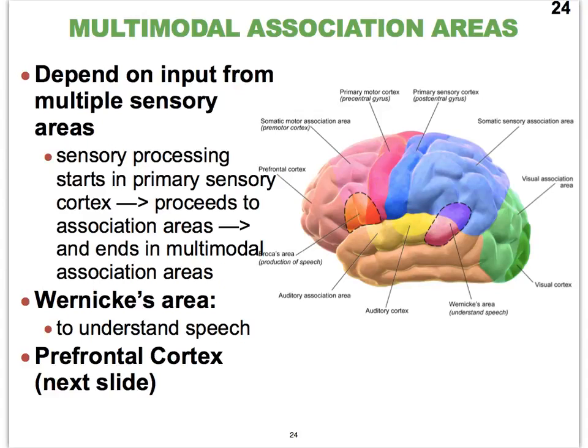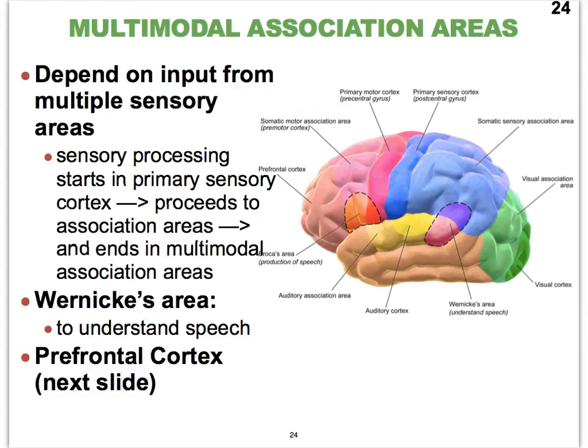Our most complex association areas we'll refer to as multimodal association areas, and they're going to depend on input from all kinds of sensory areas. So information from sensory areas will arrive in the primary sensory cortex areas, and then they move to the association areas, and then from there they're going to move to these multimodal association areas. And there are two types of multimodal association areas I need you to be aware of.